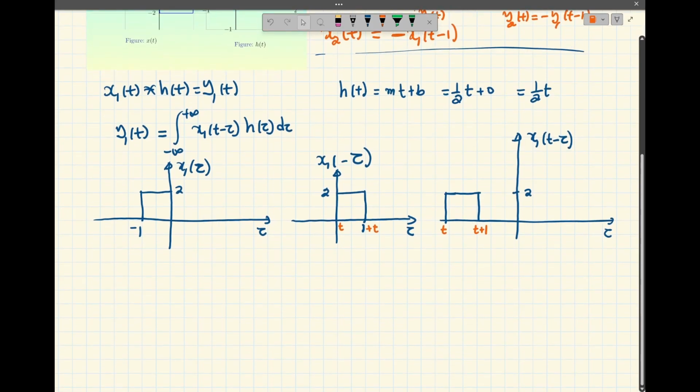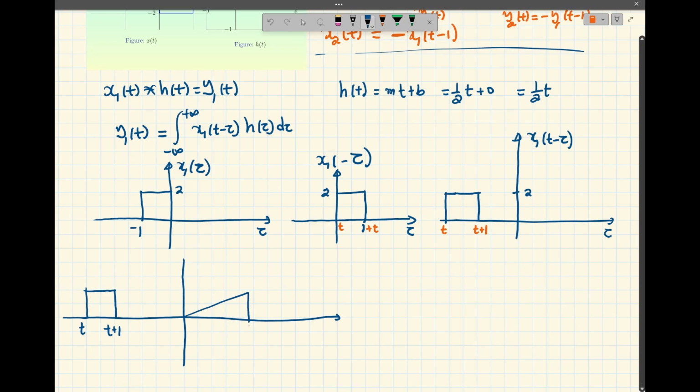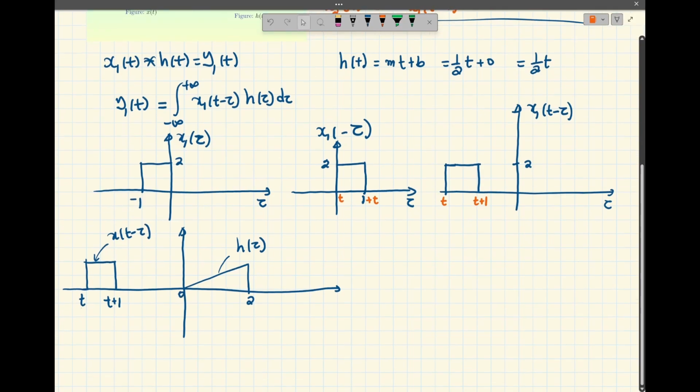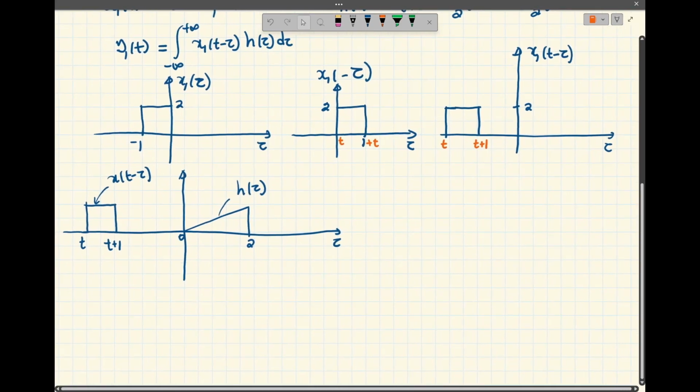Now we are going to start the convolution operation. So this gives me t plus 1, and this is 2, and this is h of tau. This is x of t minus tau, and this is the origin. This is tau.